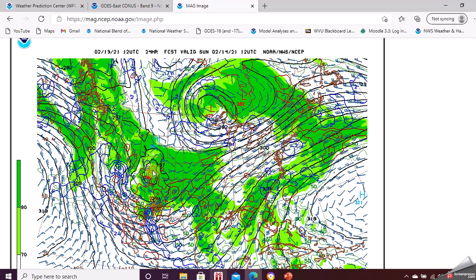And all this is showing you is relative humidity. It's not the magnitude of the moisture. In other words, what the precipitable water is, or how much moisture is in the air.